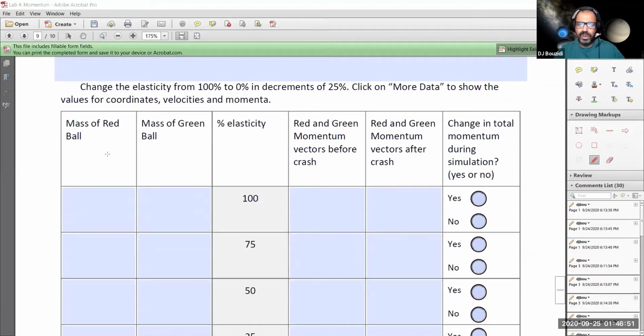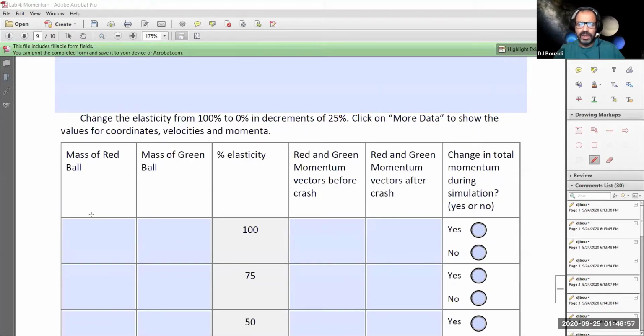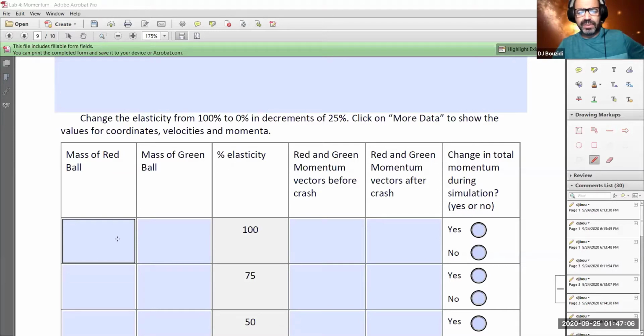And you're going to change the elasticity by decrements of, now, put any random number of masses. I don't want to see them both the same, honestly, okay? So put any number, so that you have the mass in here, you have the mass in there, both masses are entered.